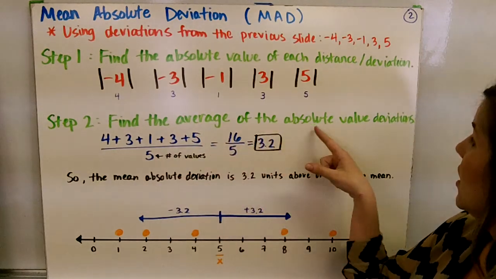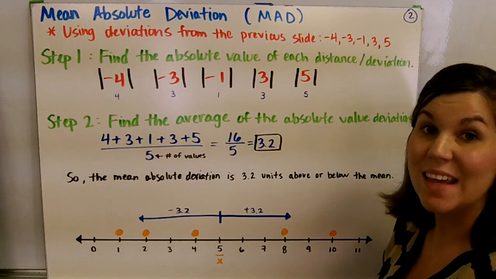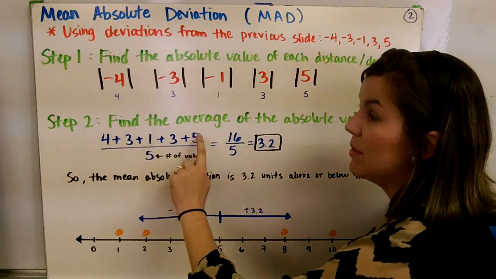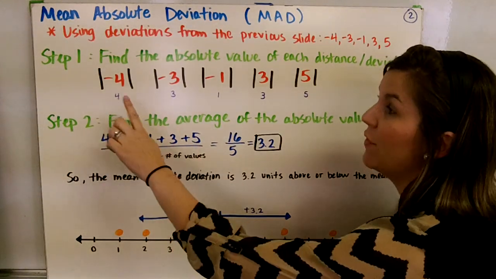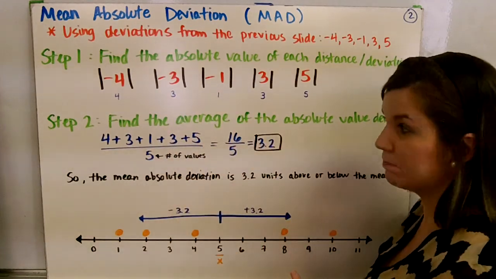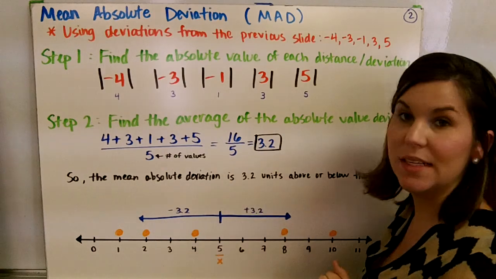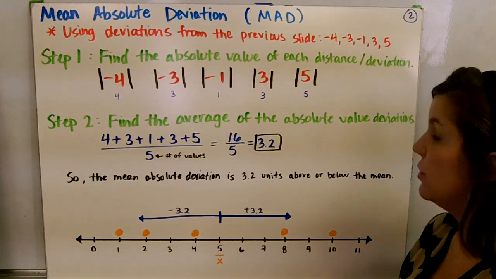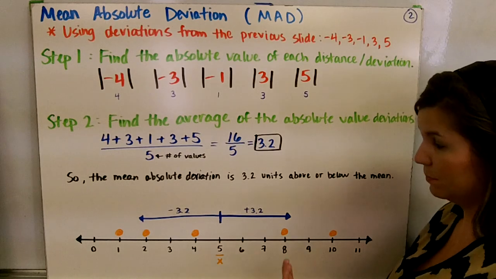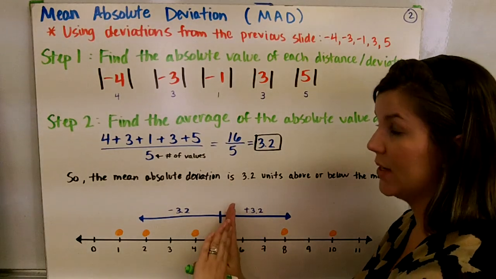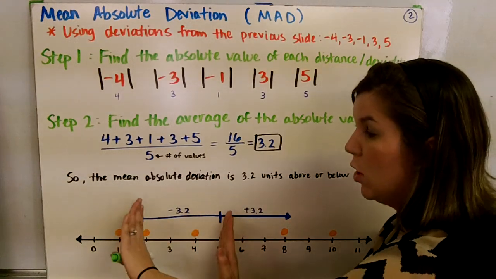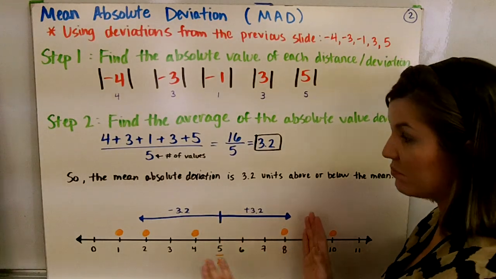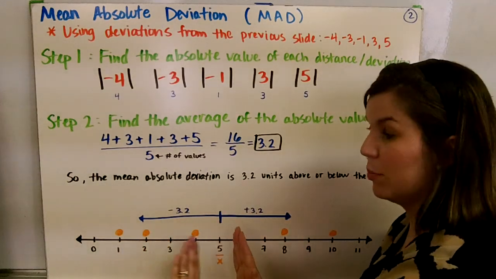Step number 2, find the average of the absolute values of the deviations. So again, we're finding the average, which means we're going to take these absolute values, add them together, and then divide by 5, because there are 5 values. Add these together, you get 16, and 16 divided by 5 comes out to be 3.2. So the mean absolute deviation is 3.2 units above or below the mean. Most of our data on average is going to fall between -3.2 units away and +3.2 units away. This would be one standard deviation, either below or above.